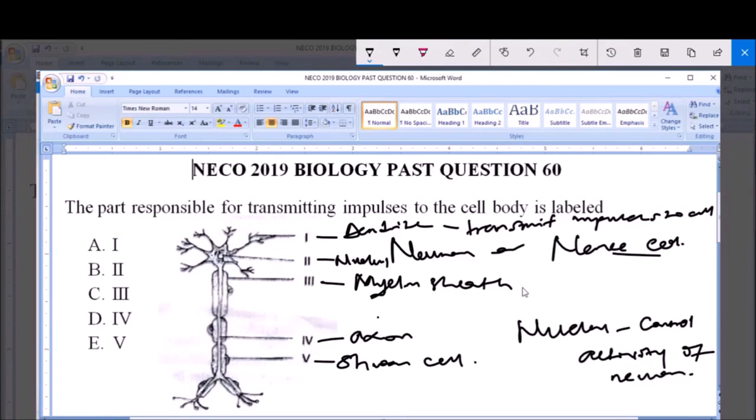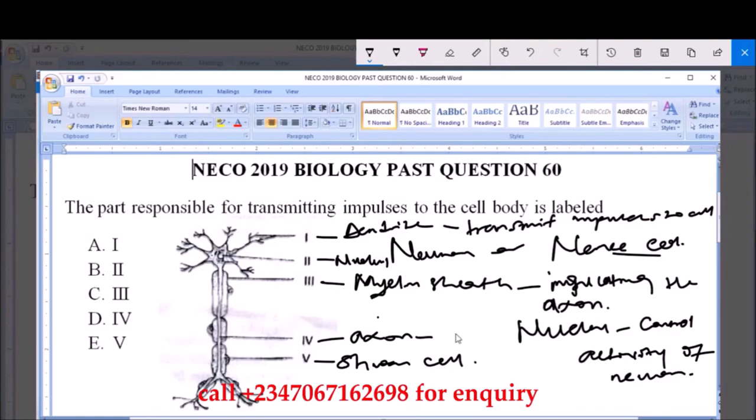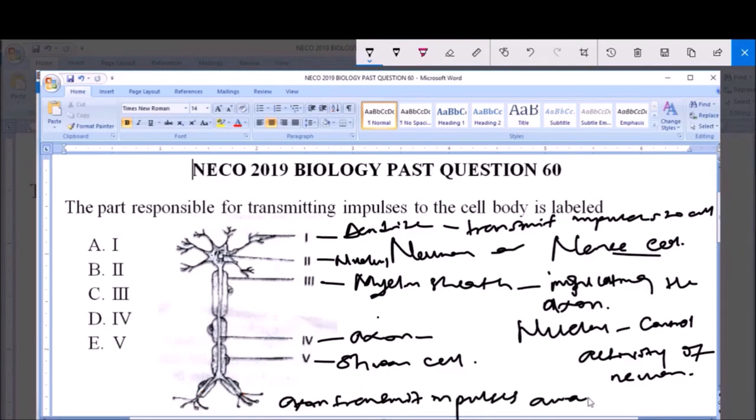Now, III is the myelin sheath, and the myelin sheath is responsible for what? For insulating the nerve fiber, that's the axon. Responsible for insulating the axon, which is the nerve fiber, and it also increases the speed of transmission. Now, IV here is the axon. The axon is responsible for transmitting impulses away from the cell body. So, axon transmits impulses away from the cell body. Then Schwann cell, which is V, is the one that produces the myelin sheath.